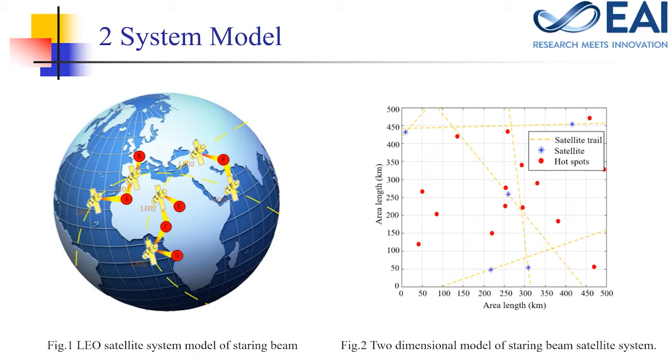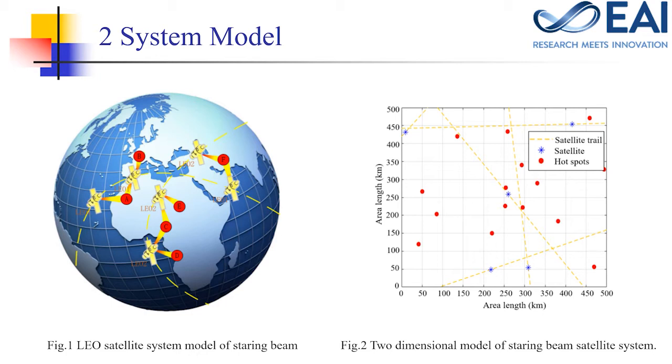In order to simplify the model, we use a two-dimensional plane model to model the staring beam scheduling problem, as shown in Figure 2. A series of hotspots, that is the red spots in the figure, are evenly distributed in the plane area. The satellite, that is the blue dot in the figure, moves along the fixed orbit, that is the yellow dotted line in the figure, at the same speed. When the satellite moves beyond the plane area, it will appear from the other side of the map and continue to move along the track.